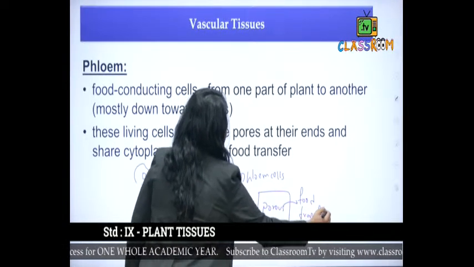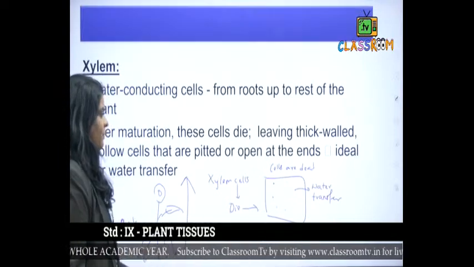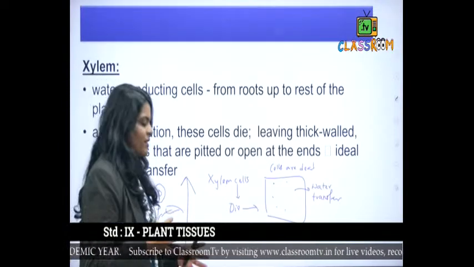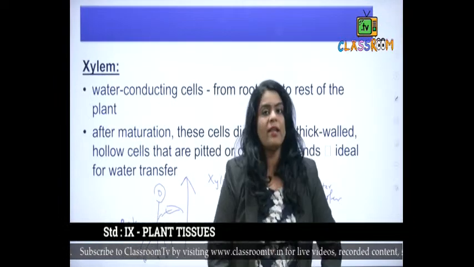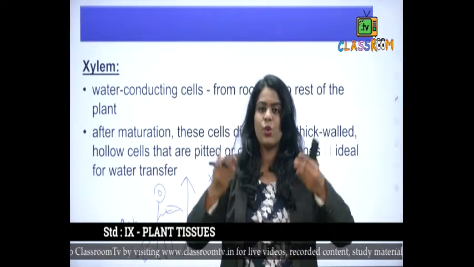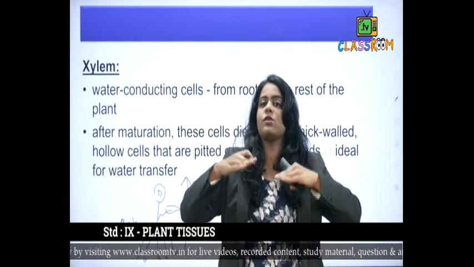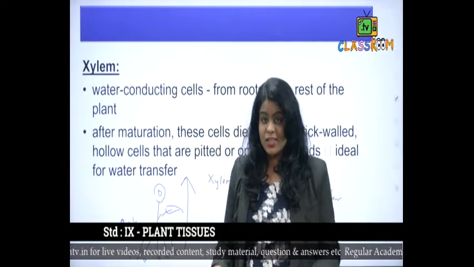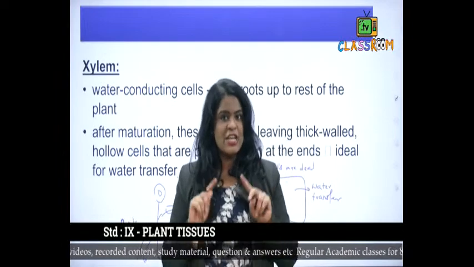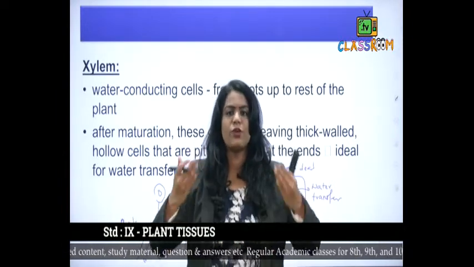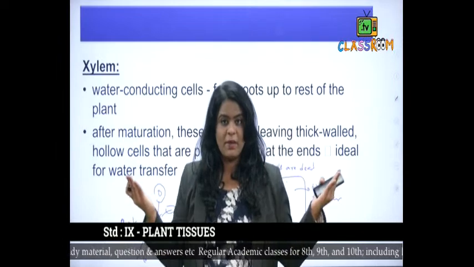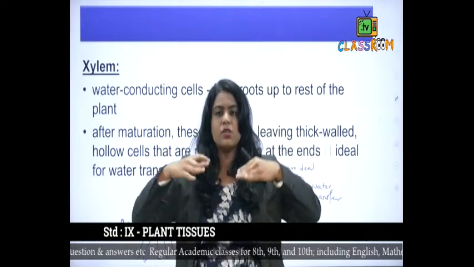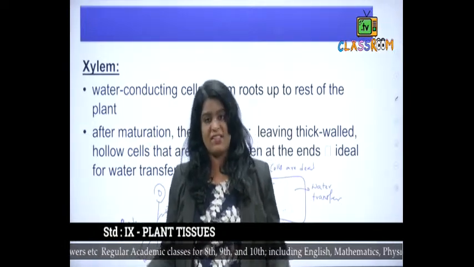So now that we have studied xylem and phloem, let us notice the differences. Xylem is transporting water from the roots to other parts of the plant, whereas phloem is transferring the food from the upward direction to the downward direction. Am I right? No. Xylem helps in transfer of water from roots to other parts of the plant and phloem helps in transportation of food from other parts of the plant to the roots.